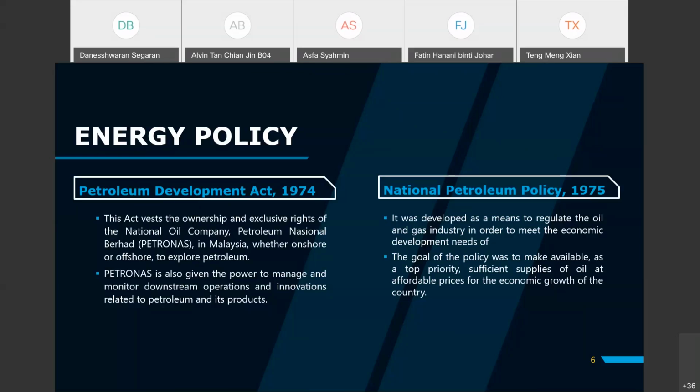The National Petroleum Policy is to regulate the oil and gas industry in order to meet the economic development needs. The goal of the policy is to make available, as a top priority, a sufficient supply of oil at affordable prices for the economic growth of the country.